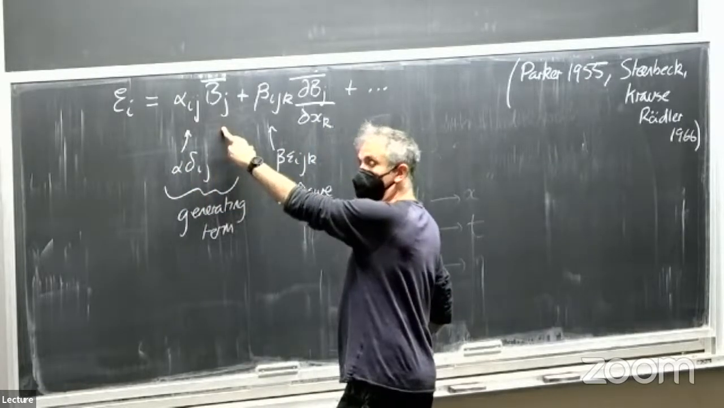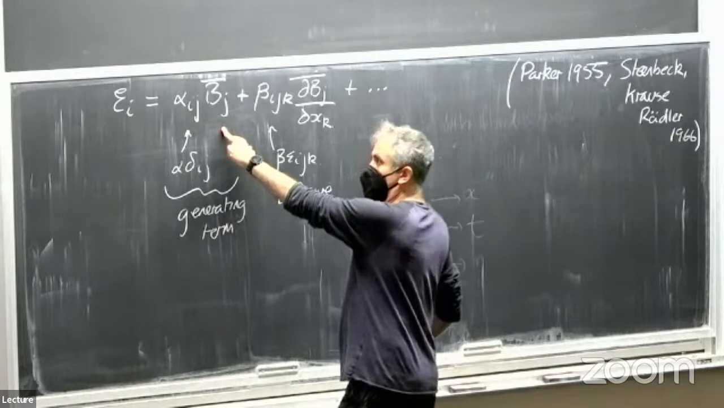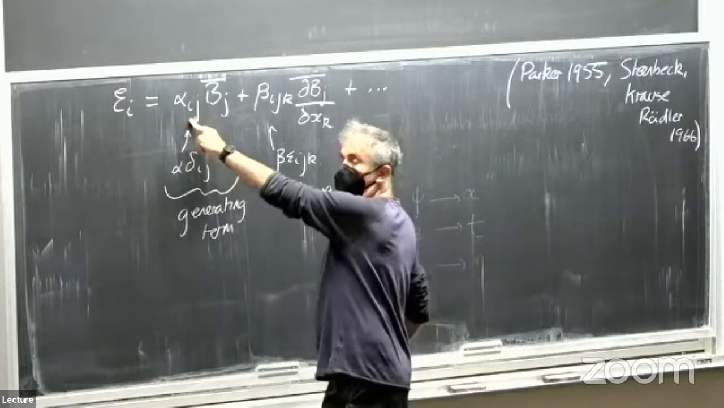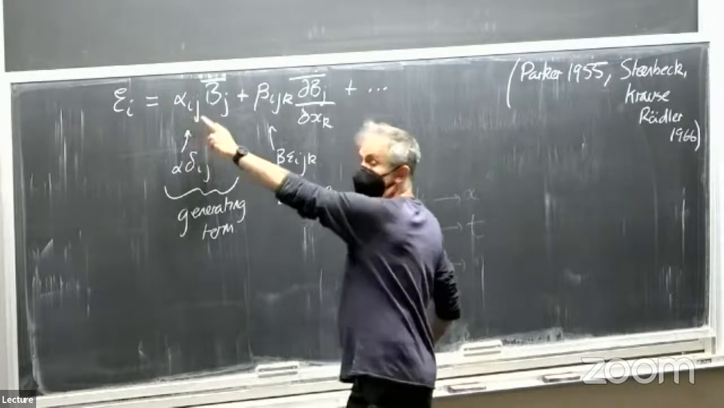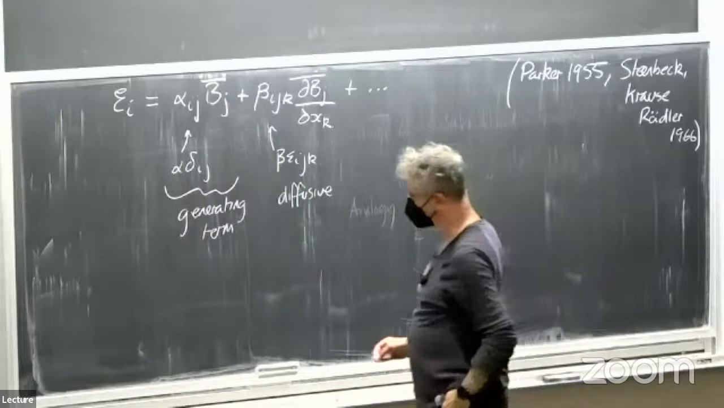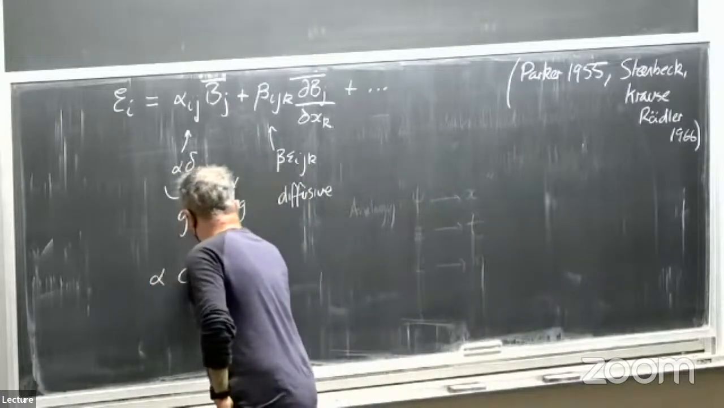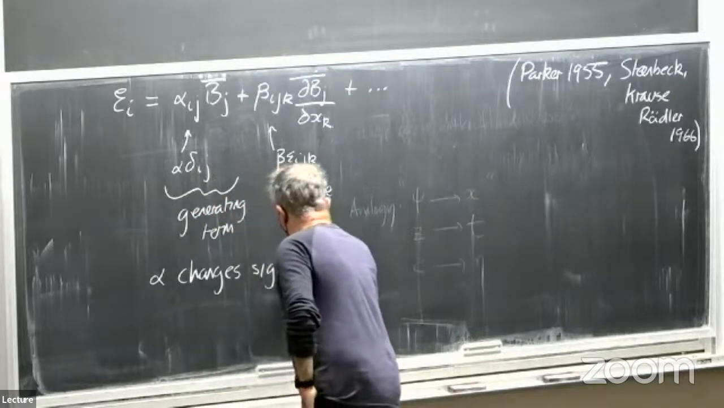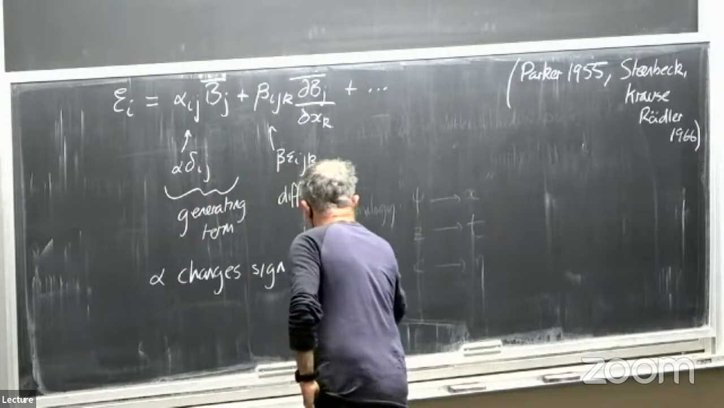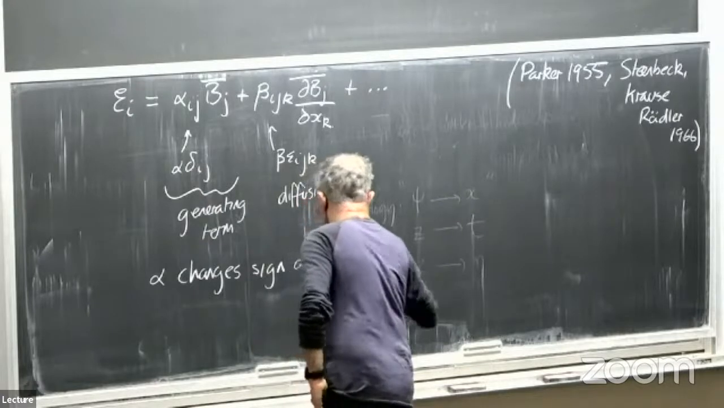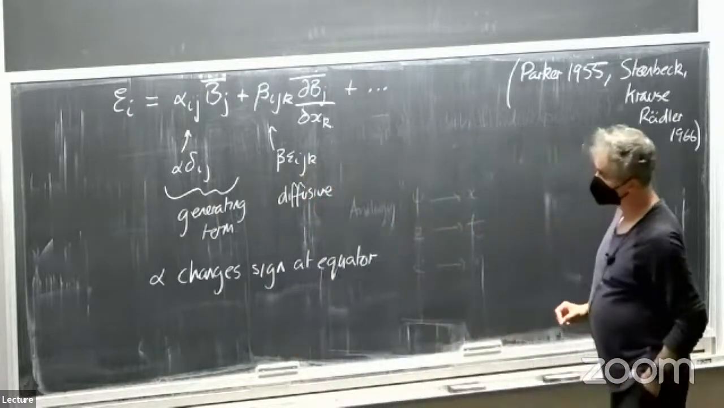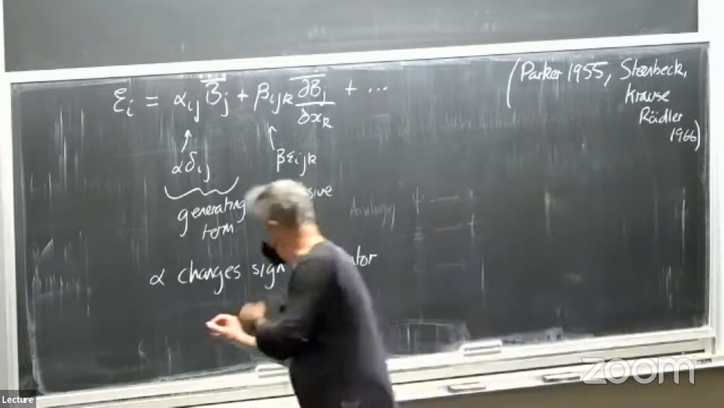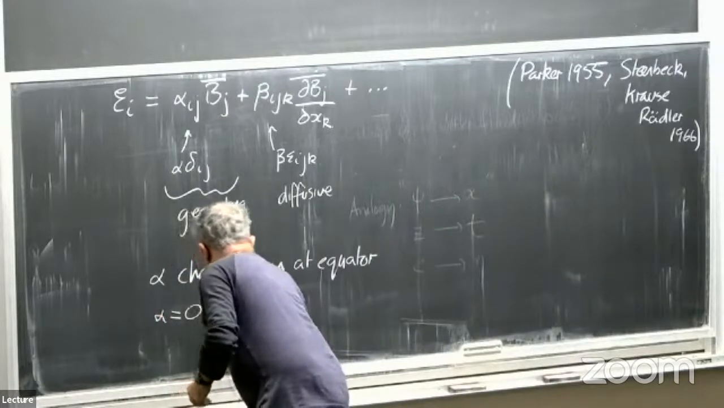So if I change from a left-handed to right-handed set, this one changes sign and this one doesn't. So in particular, if I'm in a rotating system, then I'm going to get a different sign for alpha, depending on whether I'm in the northern or southern hemisphere. So this tells me automatically that alpha changes sign at the equator, because it depends on the Coriolis force, or depends on whether you're left-handed or right-handed. And alpha is 0 if you're not rotating.